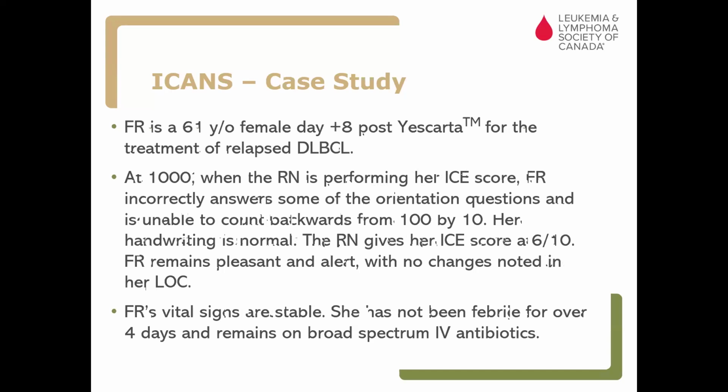At 10 o'clock, when the RN is performing FR's ICE score, she incorrectly answers some of the orientation questions and is unable to count backwards from 100 by 10. Her handwriting is normal at this time. The RN gives her an ICE score of 6 out of 10.